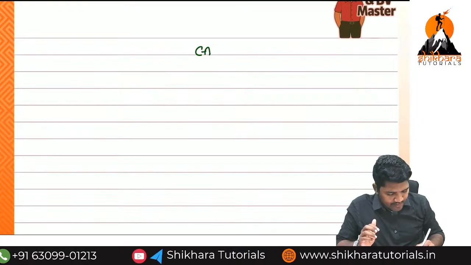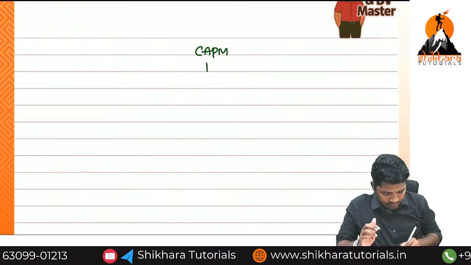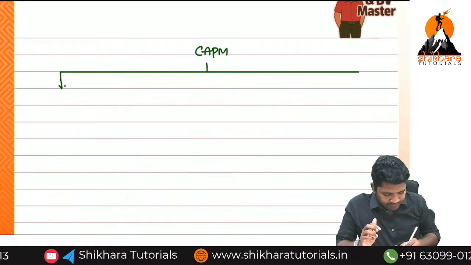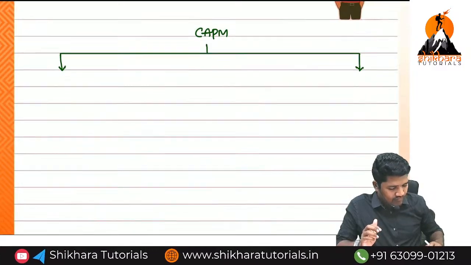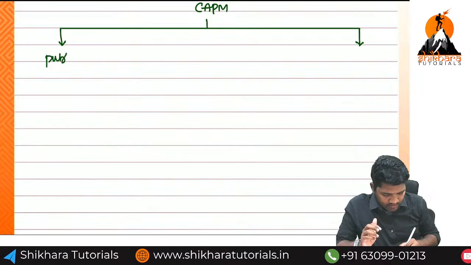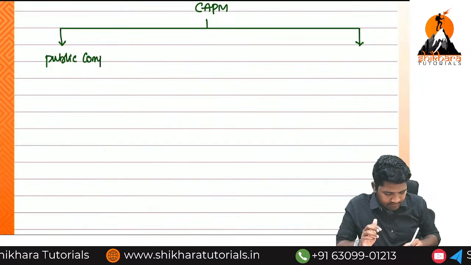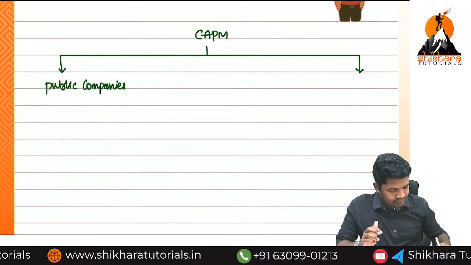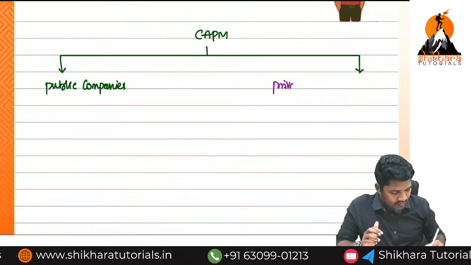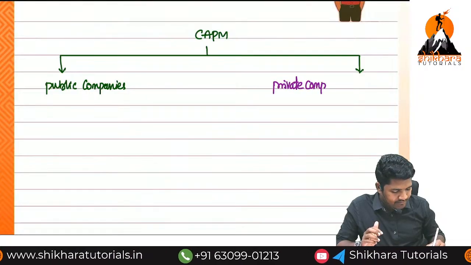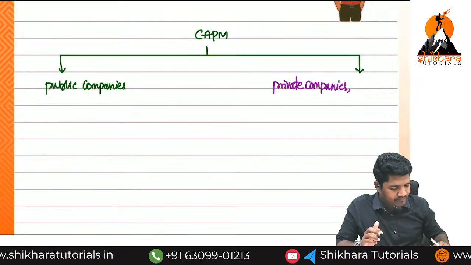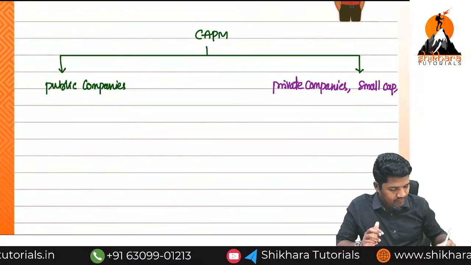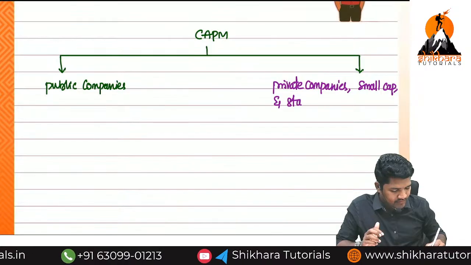Now when it comes to CAPM, we are calculating in two ways based on the company nature. Public companies. What is the second classification of companies? Private companies, small cap and startups.